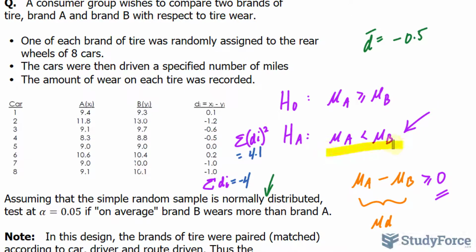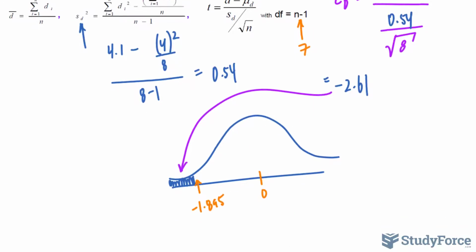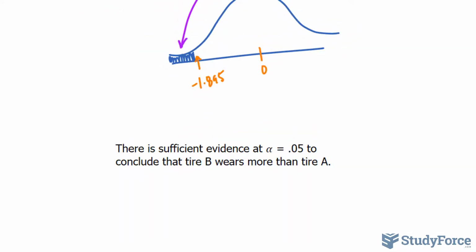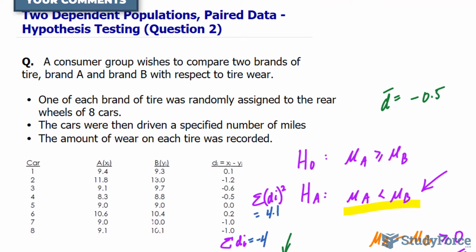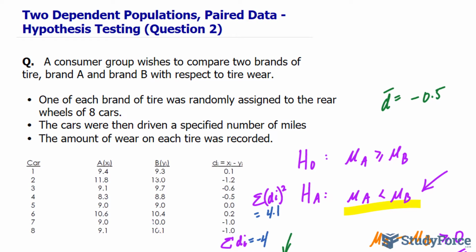What does this tell us? That there is more wear in brand B than there is in brand A. So make sure that you write that conclusion down, something along the lines of there is sufficient evidence at an alpha level of 0.05 to conclude that tire B wears more than tire A. And there you have it. Another example on how to use the t-test for paired data of two dependent populations.